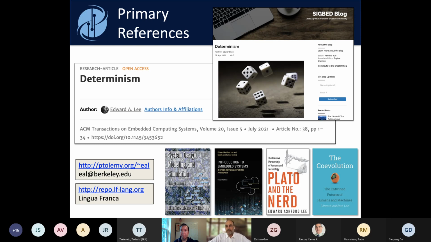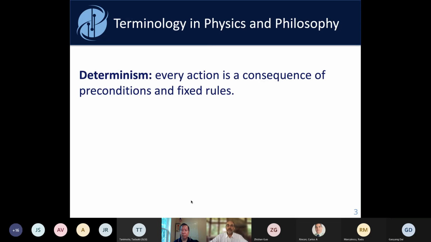So as you can see, I've really been thinking about this topic for quite some time. And even with all the effort I've put in over the years, it's still a topic that's rather difficult to get one's head around. Especially if you approach it from the foundations in physics and philosophy, where a common definition that you'll find is that determinism is the principle that every action is a consequence of preconditions and a set of fixed rules that then govern how those preconditions lead to some other external conditions.